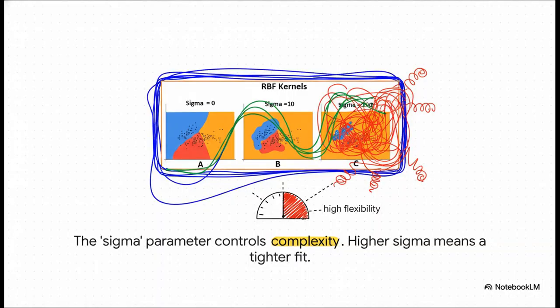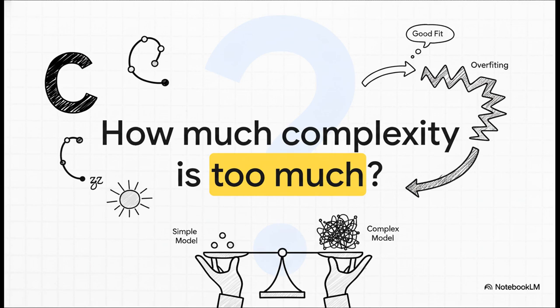For the more advanced kernels like RBF, there's another tuning dial, usually called sigma or gamma. Think of this as a flexibility knob. As you turn it up, you can see here it allows the boundary to get more complex and fit the data more tightly. And that brings us to the biggest question of all. How much complexity is too much?